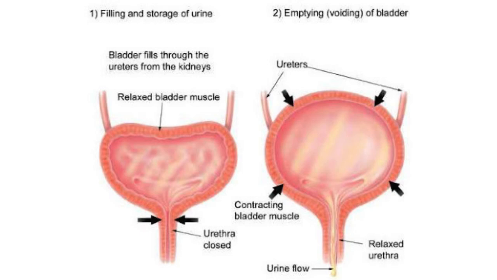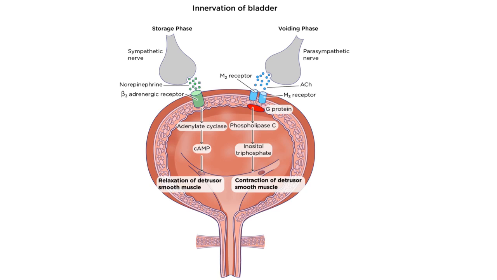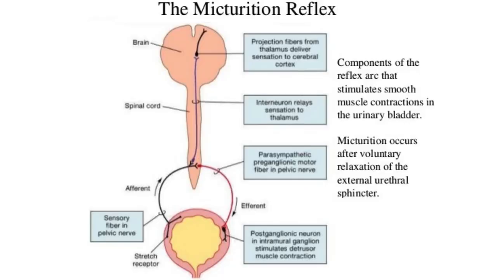Function: urine storage. The primary function of the bladder is to store urine until it can be conveniently excreted. The bladder's walls stretch to accommodate increasing volumes of urine, signaling the brain when it is full.